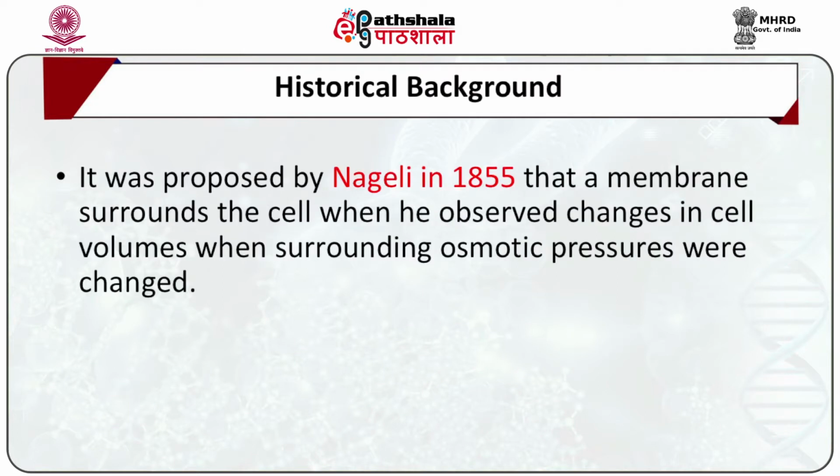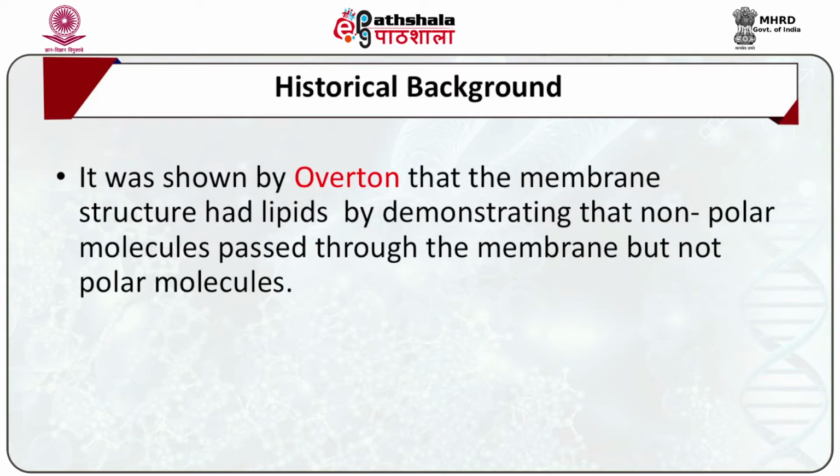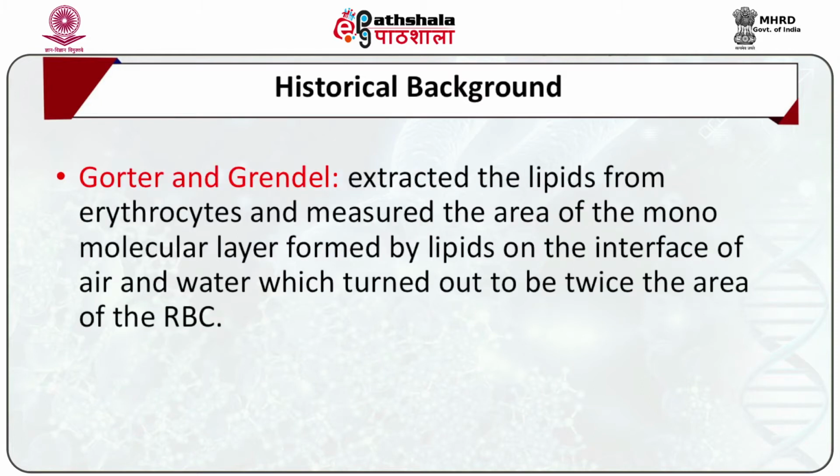History. It was proposed by Nageli in 1855 that a membrane surrounds the cell when he observed changes in cell volume when surrounding osmotic pressures were changed. It was shown by Overton that the membrane structure had lipids by demonstrating that non-polar molecules passed through the membrane but not polar molecules.